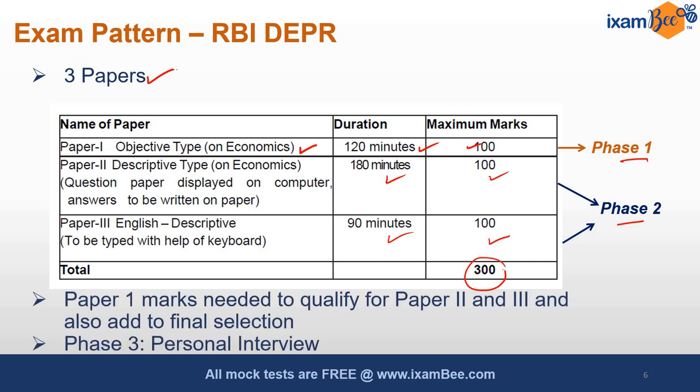Then in phase 3 you have your personal interview, which is of 75 marks. So all the marks in each and every stage are added for final selection. It is not like phase 1 is qualifying, which is generally the case in other examinations. All the marks of all the phases are added for the final selection.